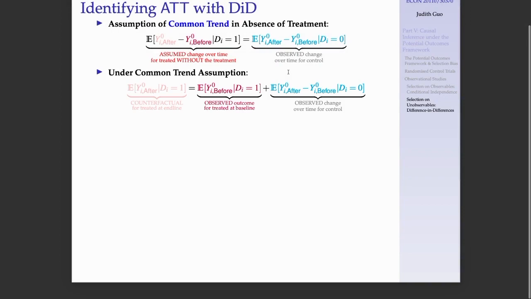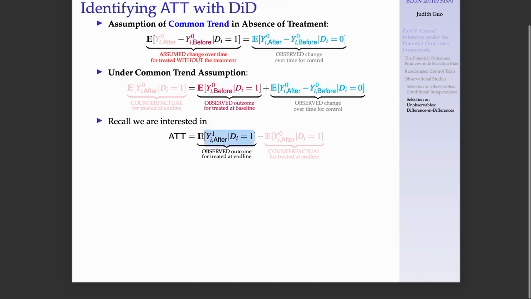Then if we bring the baseline observed outcome for the treatment group to the right-hand side of the equation, we can essentially identify the unobserved counterfactual for the treatment group at the end line. Now remember, this pink term is part of the ATT. It's the part of the ATT that we don't observe. The ATT is what we actually observe at the end line minus the counterfactual at the end line.